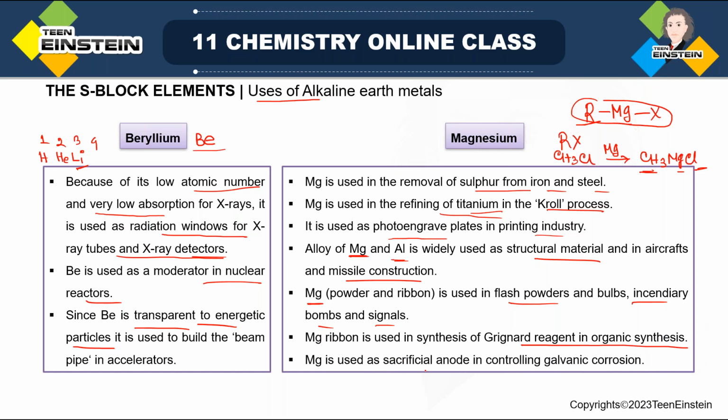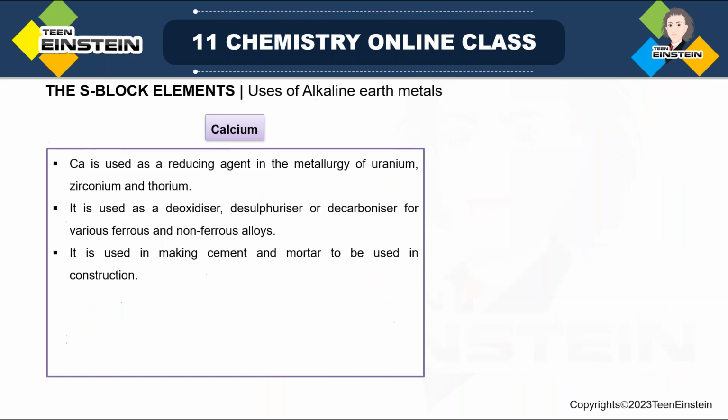Then magnesium is used as a sacrificial anode in controlling galvanic corrosion. Details of the role of the sacrificial anode in galvanic corrosion you will get in the electrochemistry chapter. So these are the applications of magnesium.